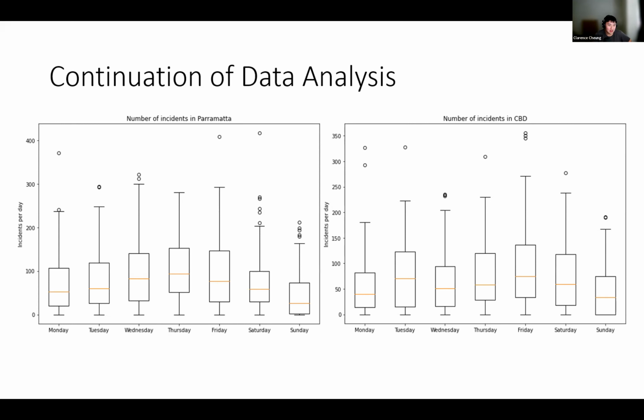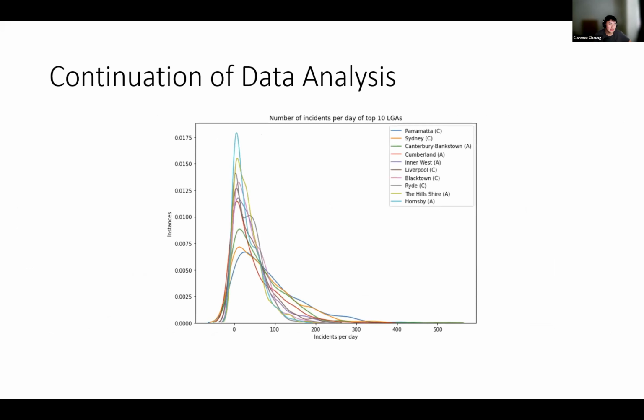Just continuing on, I also did this histogram plot graph. This was the incidents per day of the top 10 LGAs. We can observe that despite not being the top LGAs that have the most incidents, they still all follow the same trend, which peaks around this specific point.